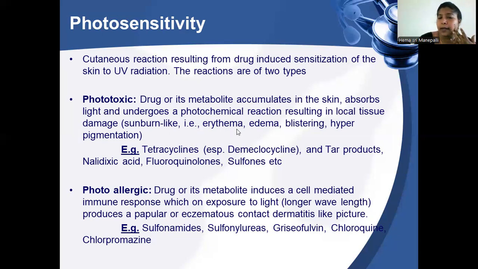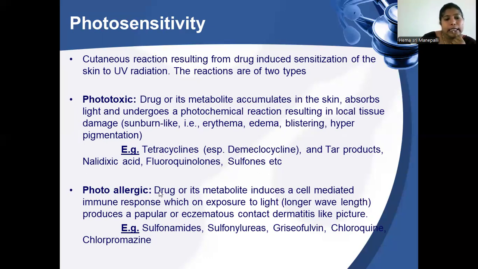Erythema means redness of the skin. Edema means it's a swelling of the particular area. Blistering and hyperpigmentation. Examples here: tetracyclines and tar products, nalidixic acid, fluoroquinolones and sulfones, etc.